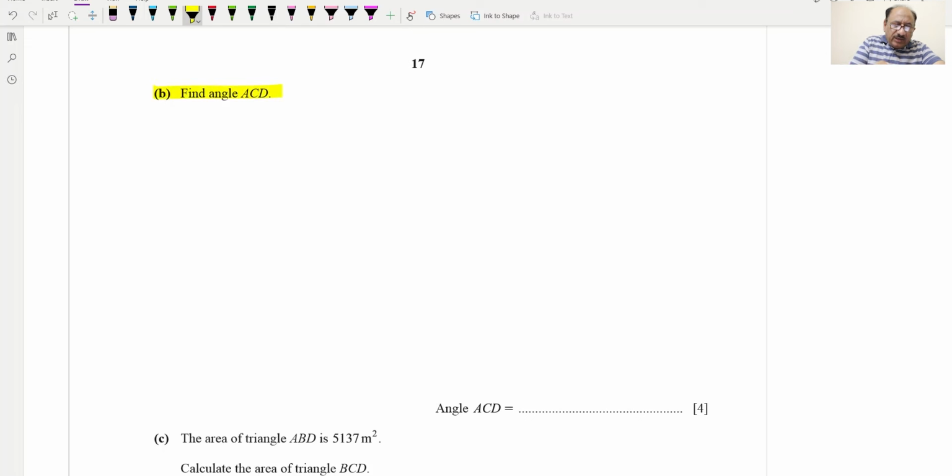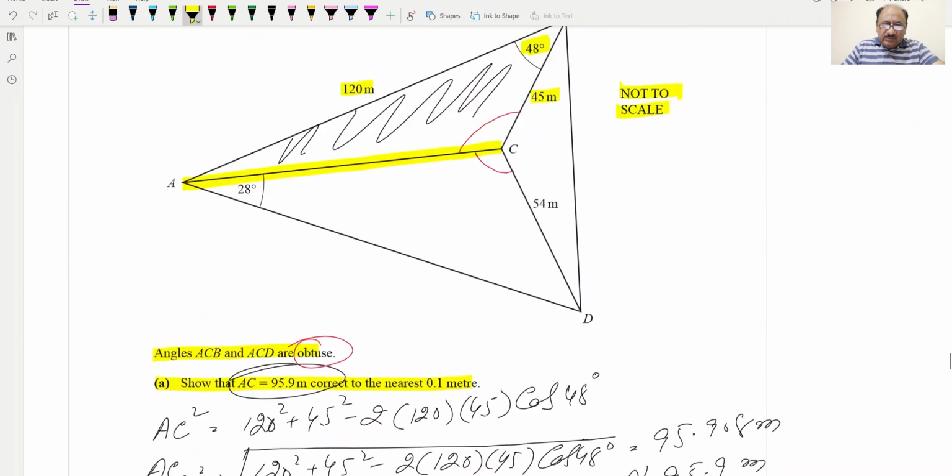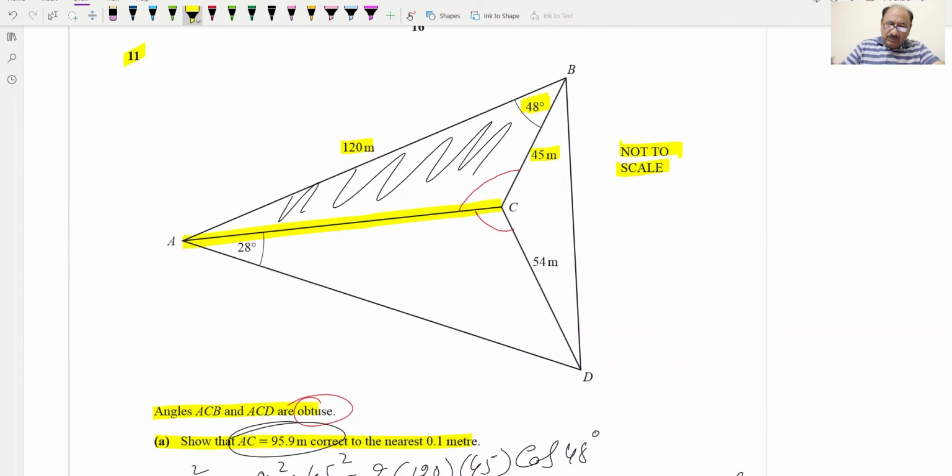B part says find angle ACD. ACD is which angle? ACD is basically this angle which we have already basically figured out. This is ACD. Now to find this angle, we have calculated this side which is 95.9 meters. Now we can apply sine rule.